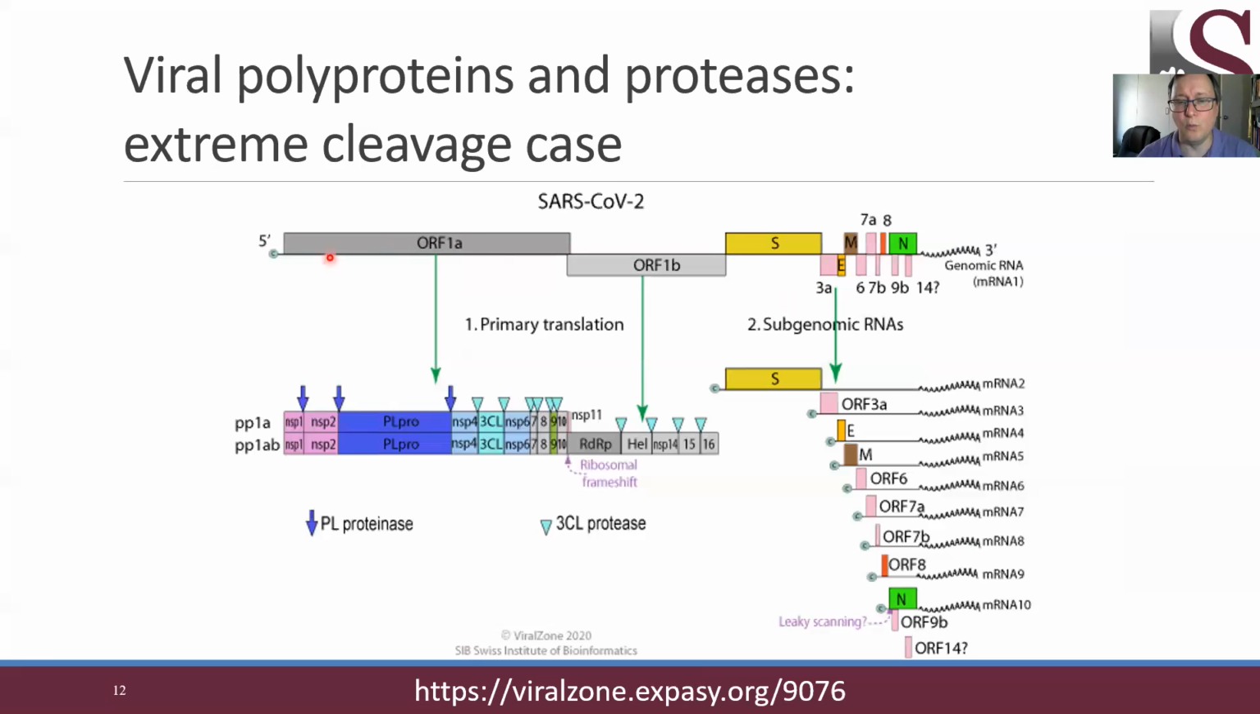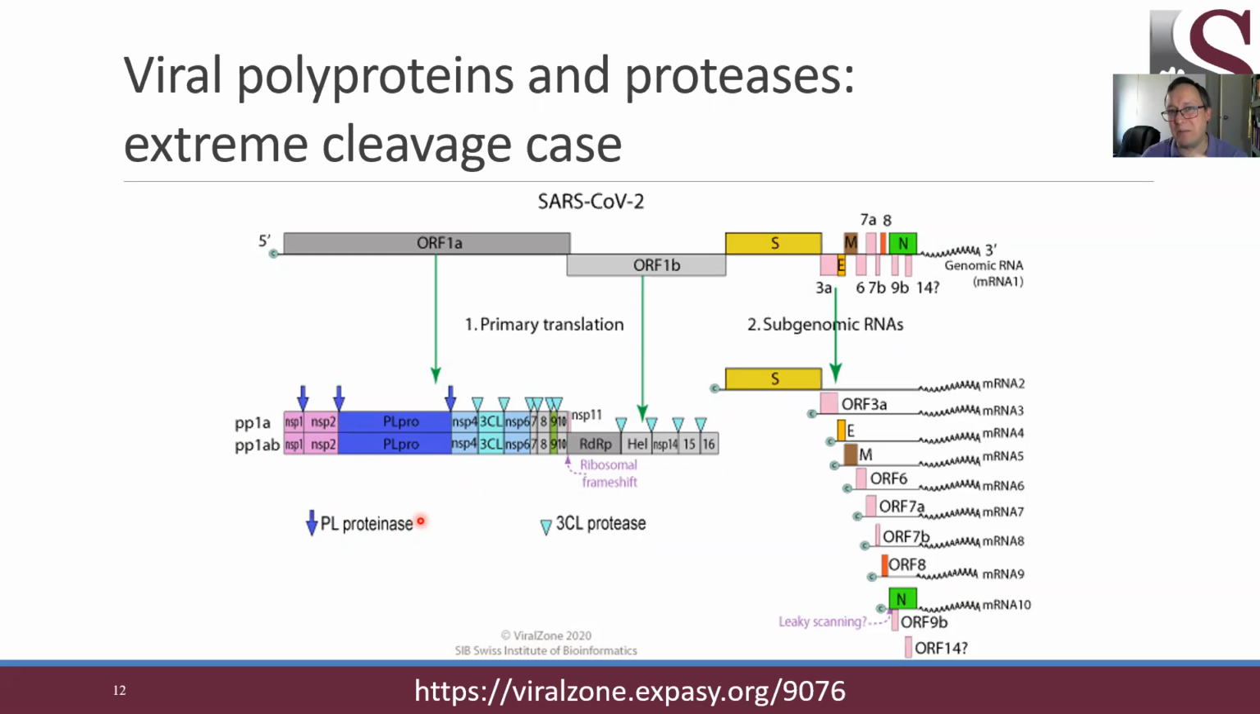So when ORF1A is produced, it doesn't produce one protein. It creates something called a polyprotein. You can see then that it contains a whole bunch of short sequences that need to be released from the polyprotein before they can swing into action. So we see that two different proteases, a papain-like proteinase called PL and a 3CL protease, have to cut into this ORF1A and ORF1B to release the mature polypeptides to swing into action.